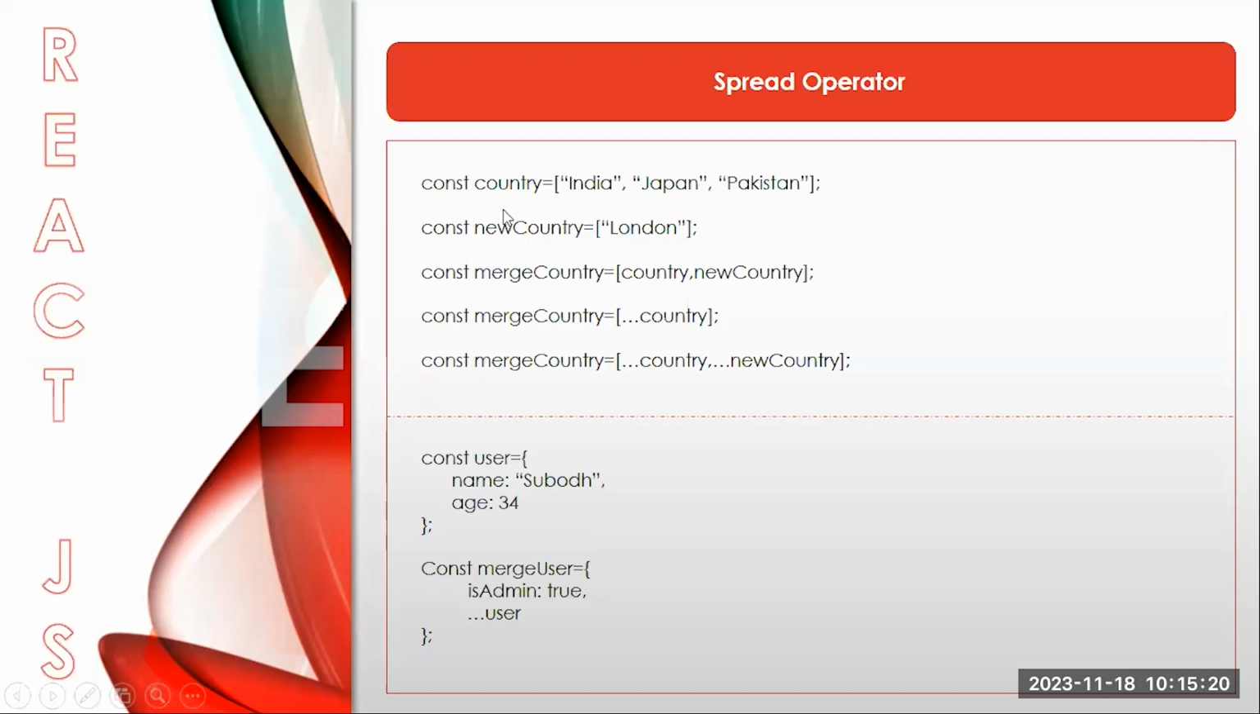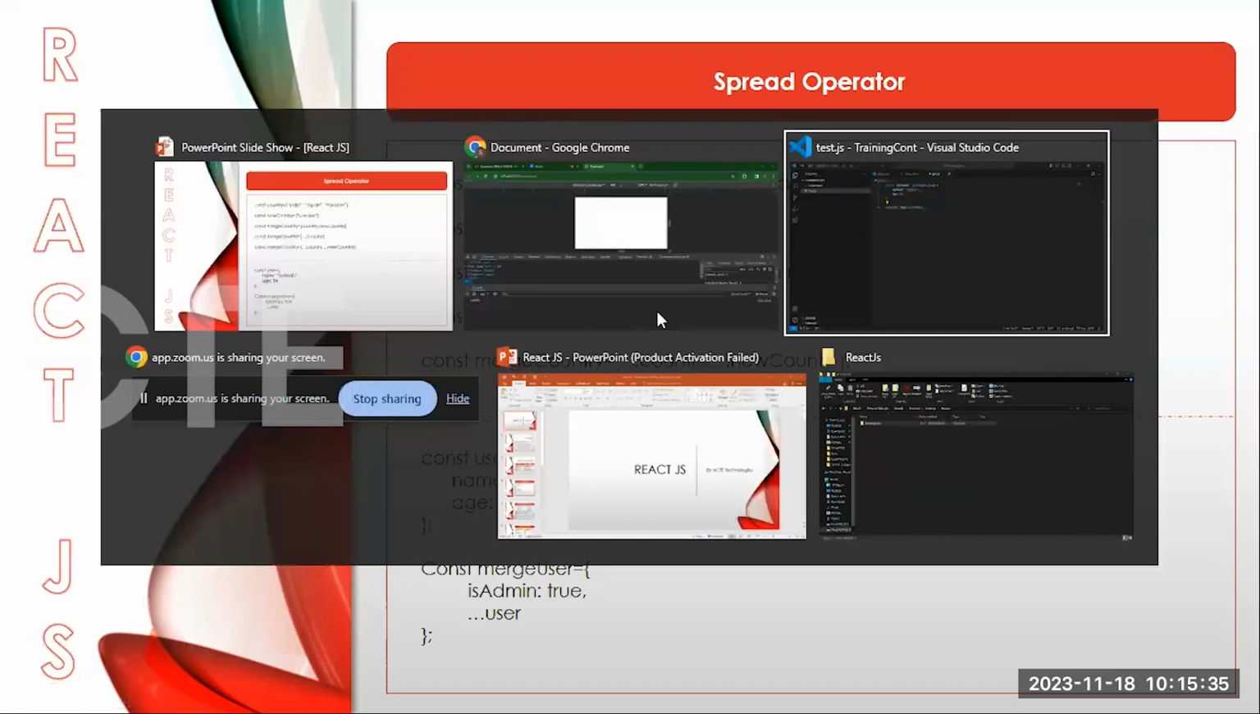I am going to merge these two countries. So how is it? It is a country, comma, new country. So if we are using this one, how does it show, and if we are using this and this, how does it show? We are showing it to you.